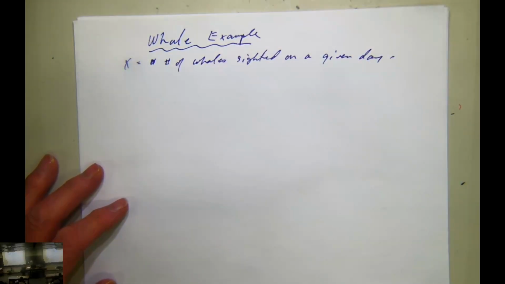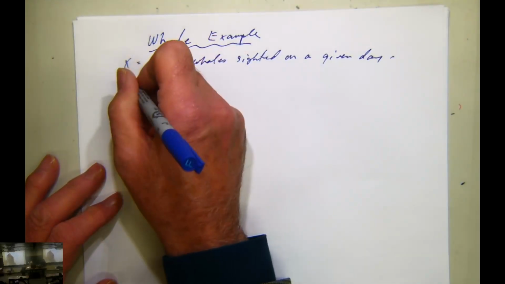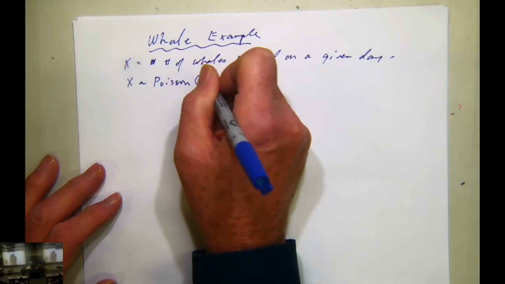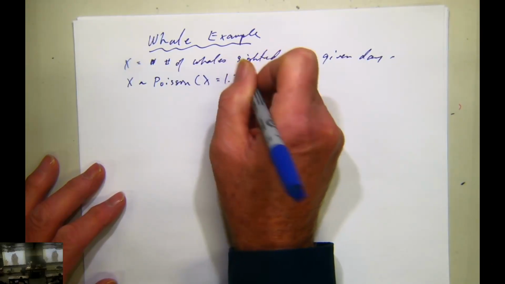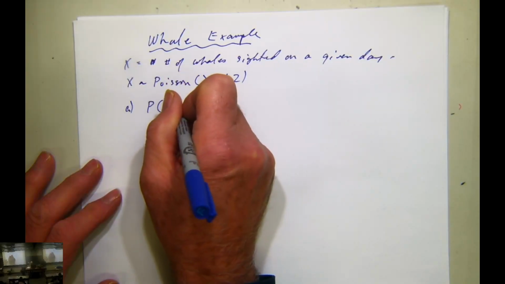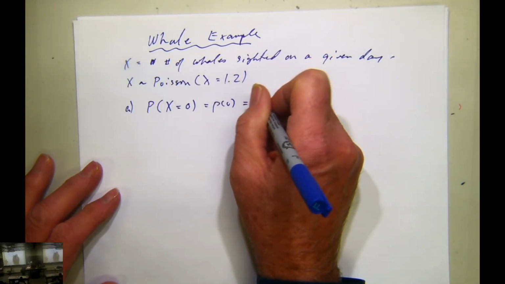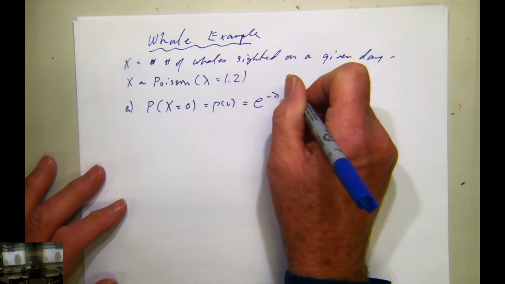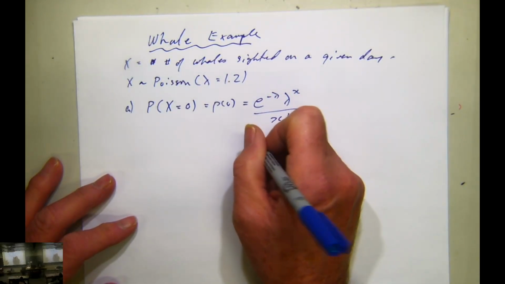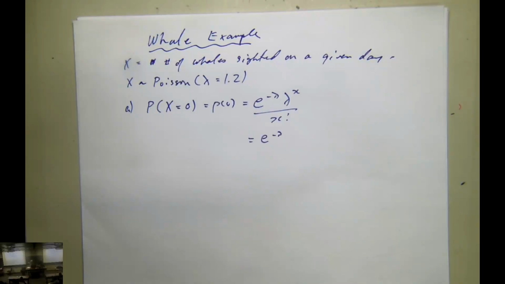So I'm going to put it this way. X equals the number of whales sighted on a given day. And what we're saying is X, we're going to treat it as Poisson with lambda equal to 1.2. And our very first question, probability of no whales, the probability X equals 0, which is P of 0, is going to be e to the negative lambda times lambda to the x over x factorial, which when x equals 0 simply comes down to e to the negative lambda, which is 1 over e to the lambda.